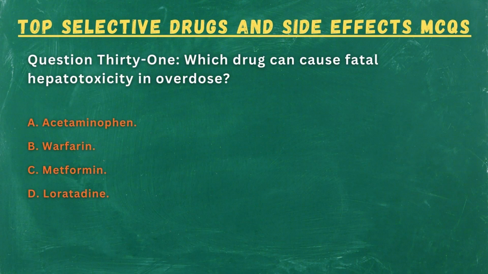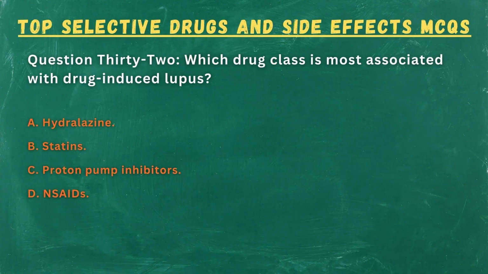Question 31. Which drug can cause fatal hepatotoxicity in overdose? A. Acetaminophen. B. Warfarin. C. Metformin. D. Loratadine. Answer: A. Acetaminophen.